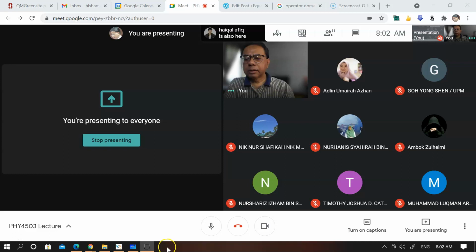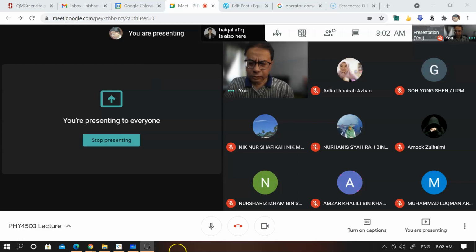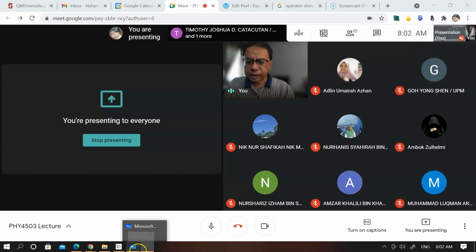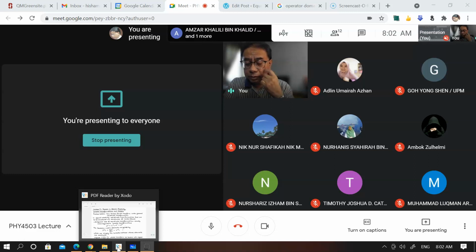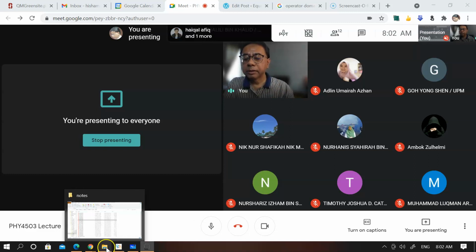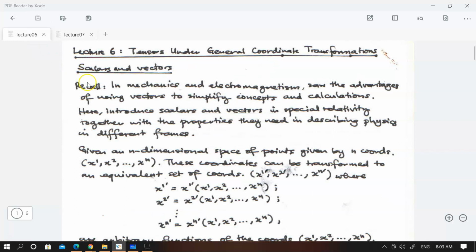So today we'll continue with our lectures. Essentially, we have more or less covered all the things regarding the Lorentz transformation previously. So today we are going to move on to the second part, in a way, of this particular course, and we'll talk about tensors.